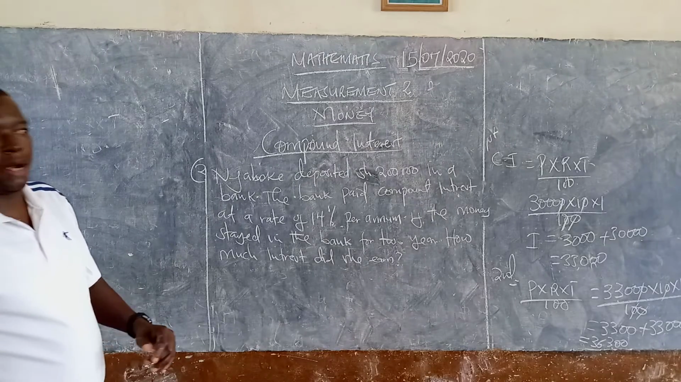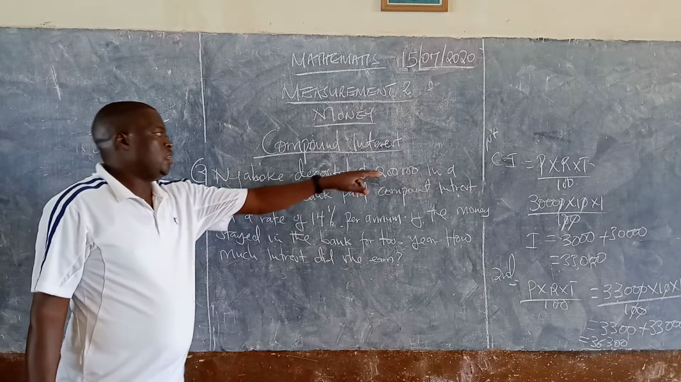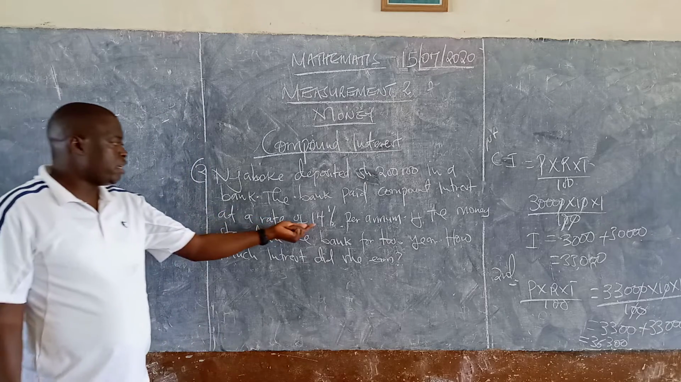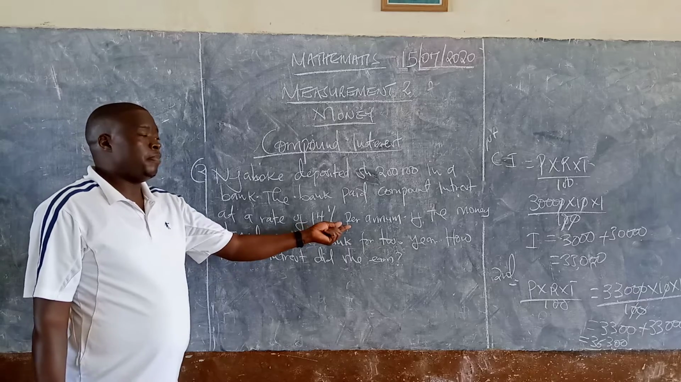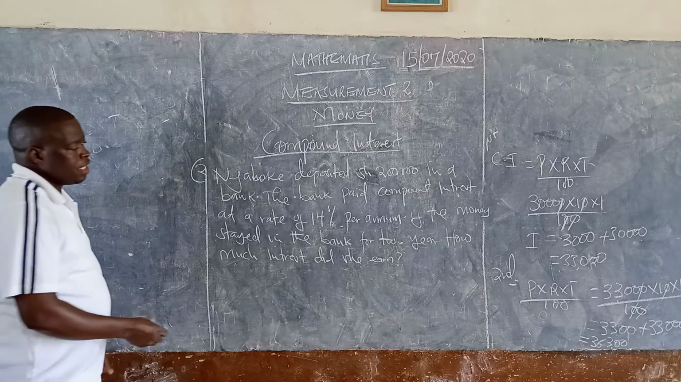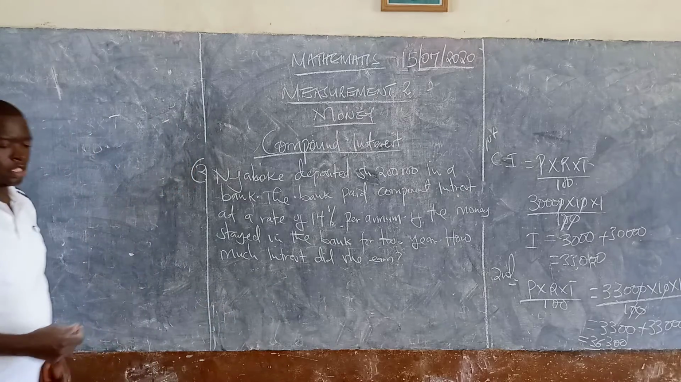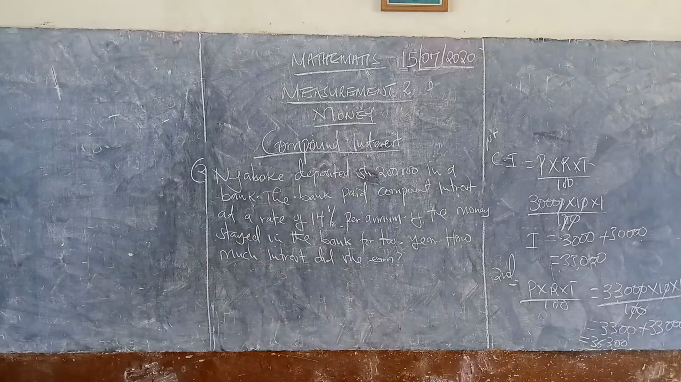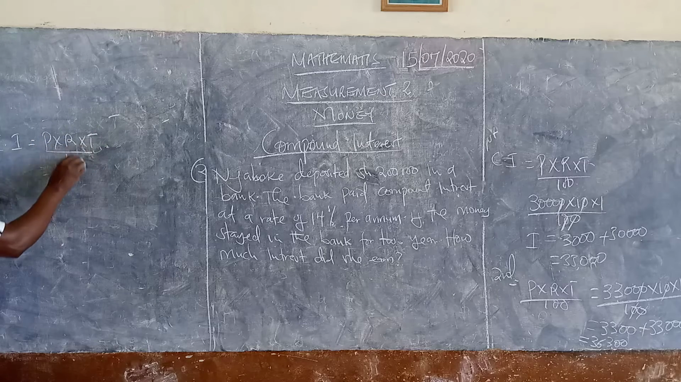Now, we have the principal. The principal is the money that is deposited in the account. It is 200,000. We have the rate is 14%. That is per annum, per year. We have the time is 2 years. So the question is asking about the interest. So again, we say CI, that is the compound interest. We are saying it is the principal multiplied by rate, multiplied by time, out of 100.